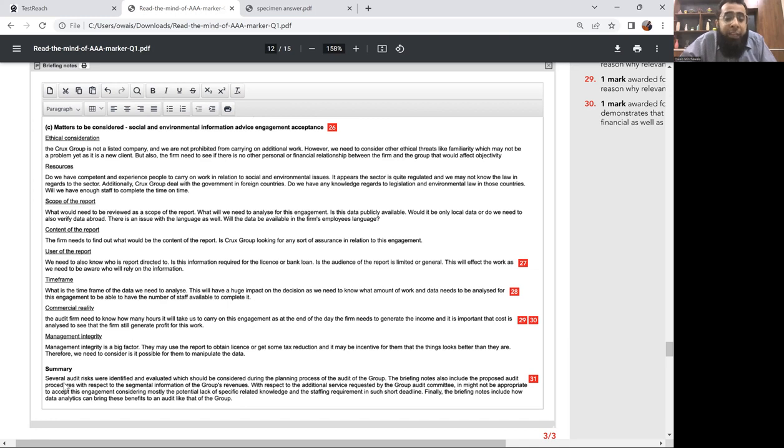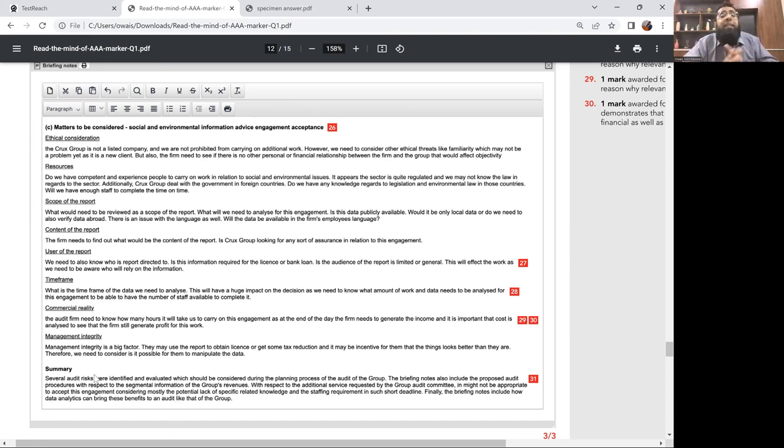Then he wrote a summary, a conclusion. Several audit risks were identified and evaluated, which should be considered during the audit. The briefing notes also provide the proposed audit procedures with respect to segmental information, with respect to additional service requested by group audit committee. It might not be appropriate to accept the engagement, considering mostly the potential lack of specific knowledge and stating the requirement is short. Finally, the briefing notes include how data analytics can bring benefits. That data analytics requirement is now being removed.